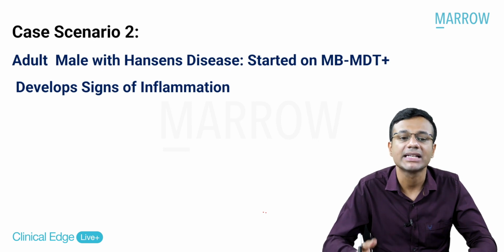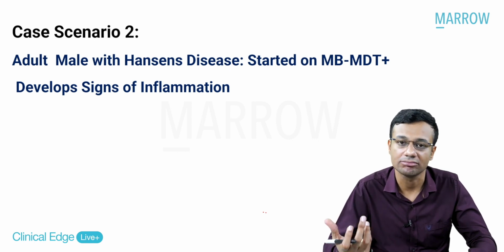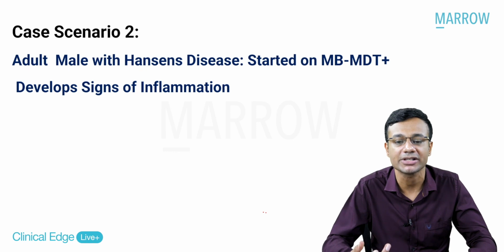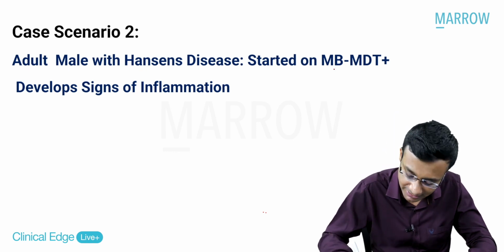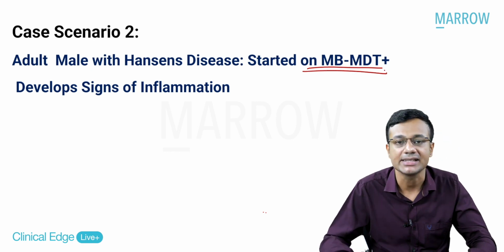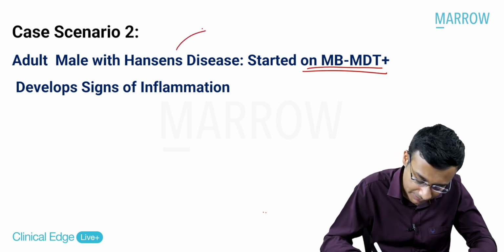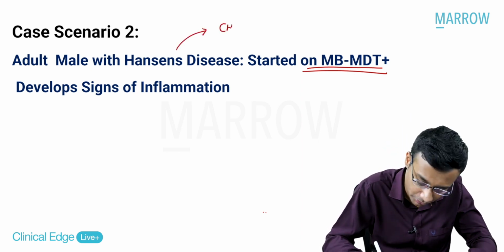Next case scenario, there is an adult male with Hansen's. So the case scenario is telling it is a leprosy patient. He's been started on multibacillary multidrug therapy, which is the standard treatment for Hansen's. He is developing signs of inflammation. So we should know, whenever we talk about Hansen's, we are talking about a chronic process.